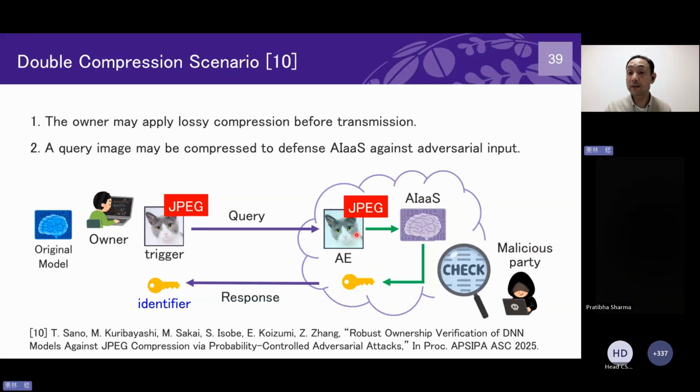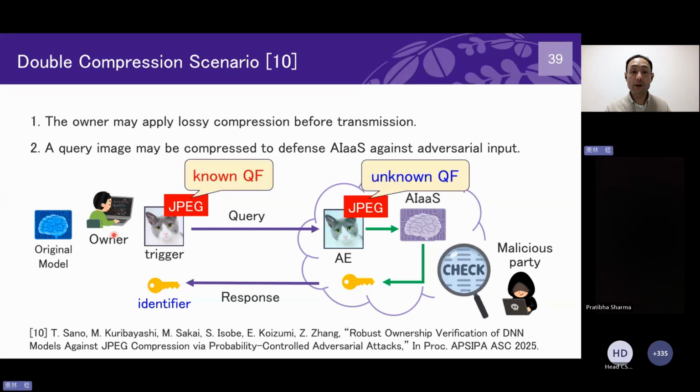Then this image is input to the AI model, which outputs the result. The malicious party is also observing the process of this operation. The input and output can be observed. Then the response is returned to the owner. So this is the compression scenario.